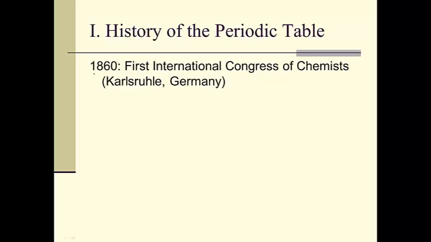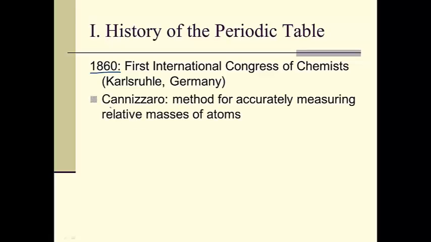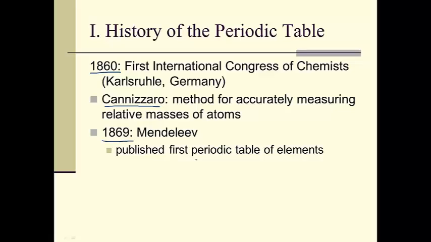In 1860, this was the first time that the International Congress of Chemists actually got together and met. A guy named Cannizzaro introduced a method for accurately measuring relative masses of atoms. So now people could actually start agreeing on the atomic mass of an atom, and also, for new elements, a good way to determine their atomic masses. In 1869, Mendeleev put together his periodic table of elements.